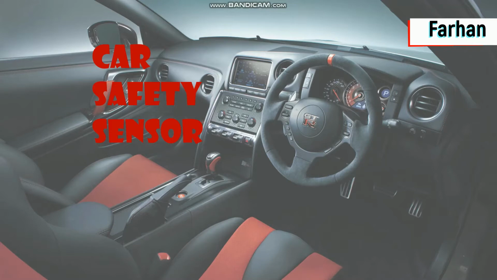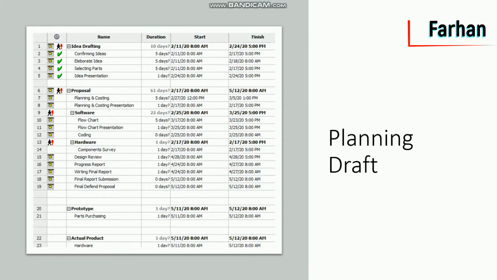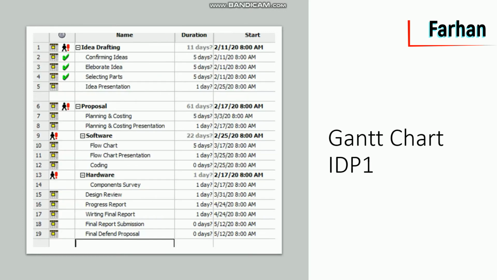Firstly, I would like to show the draft planning of the car safety sensor. As shown in the slide, this is the whole draft planning until the actual product. The main focus today is the idea drafting and proposal. This Gantt chart will be updated from time to time as every set objective or milestone is achieved.